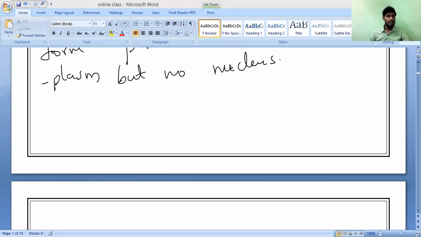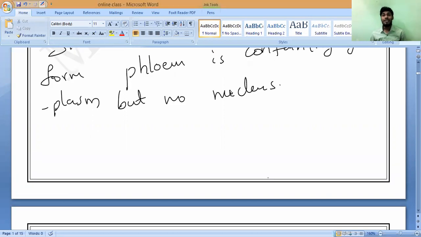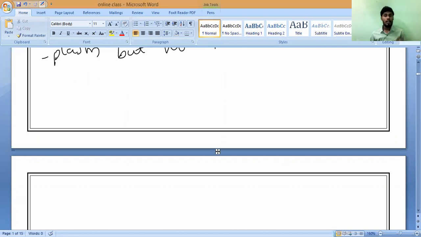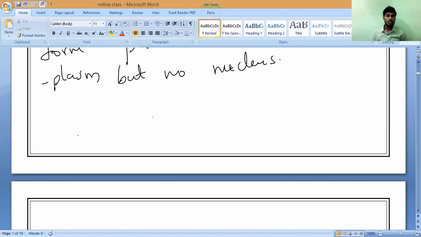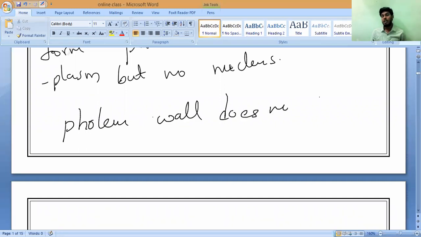Now you will observe these cells. As you observe here, xylem vessels. The walls are made up of what? Lignin and cellulose. Wherever the thickness is less, that part has cellulose, and where it looks very strong and thick, it contains lignin. Correct or not? But if it comes to phloem, phloem walls do not contain lignin. Do you understand? They do not contain what?